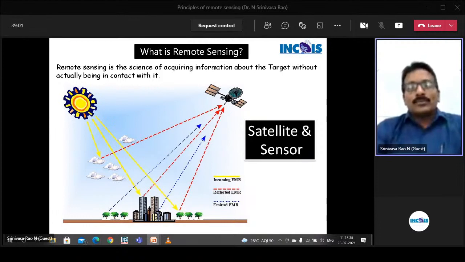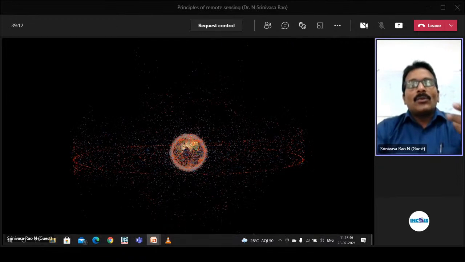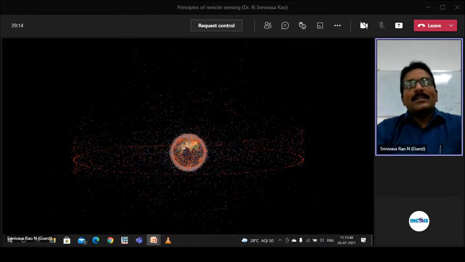Now, we designed a satellite, and over it we placed the sensors. The next stage that comes into the picture is the launching of the satellite, where we are keeping our satellite. Today, the present scenario of our space, if you look, is like this. Each dot represents one satellite.